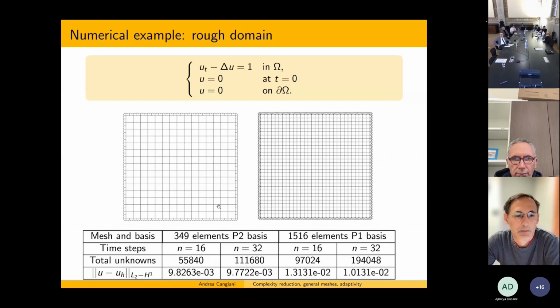So here, for instance, on the left would be, say, a non-standard mesh, and on the right a standard mesh. You see here that the number of unknowns is halved by using the higher order elements on the coarser mesh. This would actually give you slightly better accuracy, essentially the same accuracy. So you have the same accuracy with, in this case, half the number of unknowns.